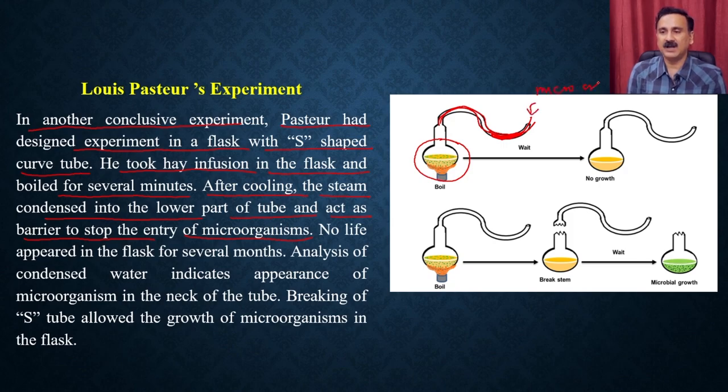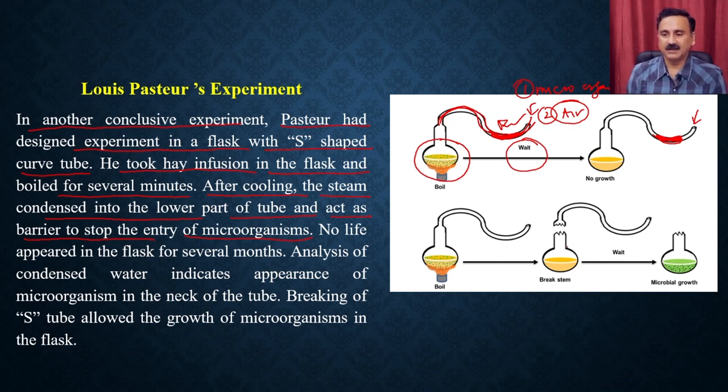Because of that, it does not allow the entry of microorganisms. So you actually have two components: one, the entry of microorganisms; the other, the entry of air. But it does not interfere with the entry of oxygen. So it allows the entry of oxygen, and he allowed this flask to remain open for several days, and he could not find any growth. Why is it so? Because this particular portion was acting as a barrier to the entry of microorganisms.